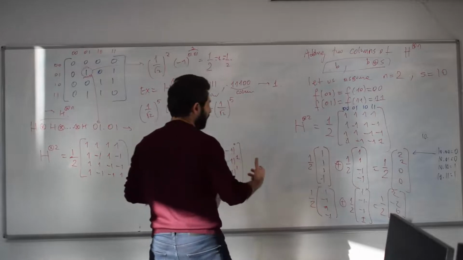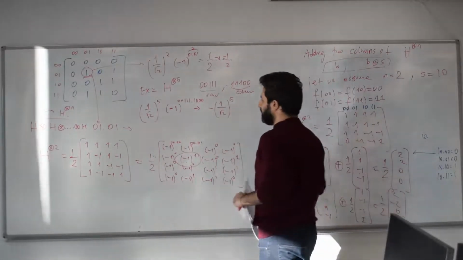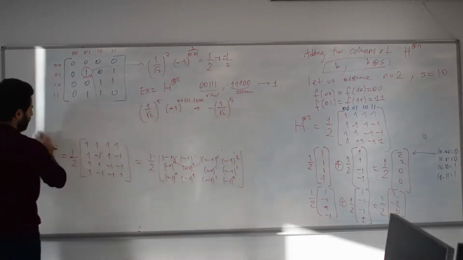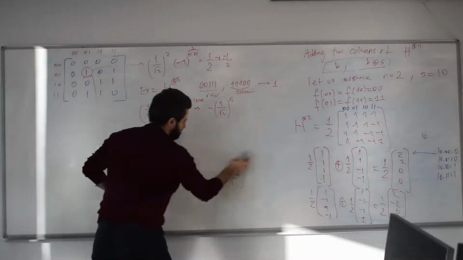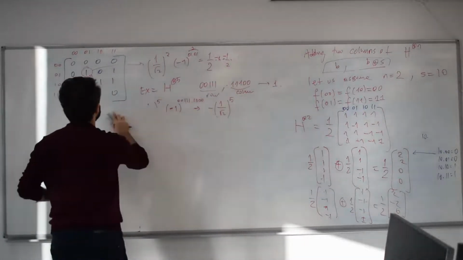Okay? So in general, this is an example, of course. So let me write down what happens in general with n bits. Okay?